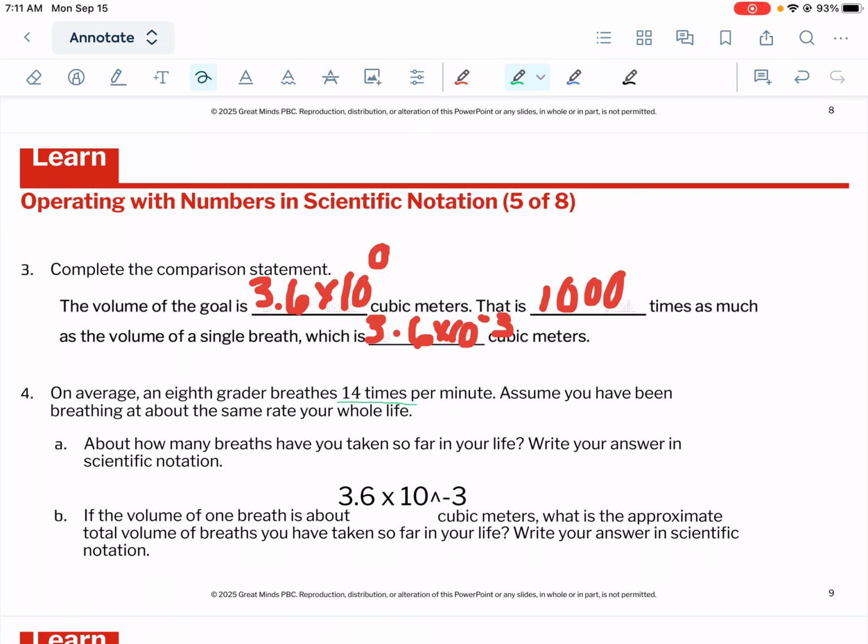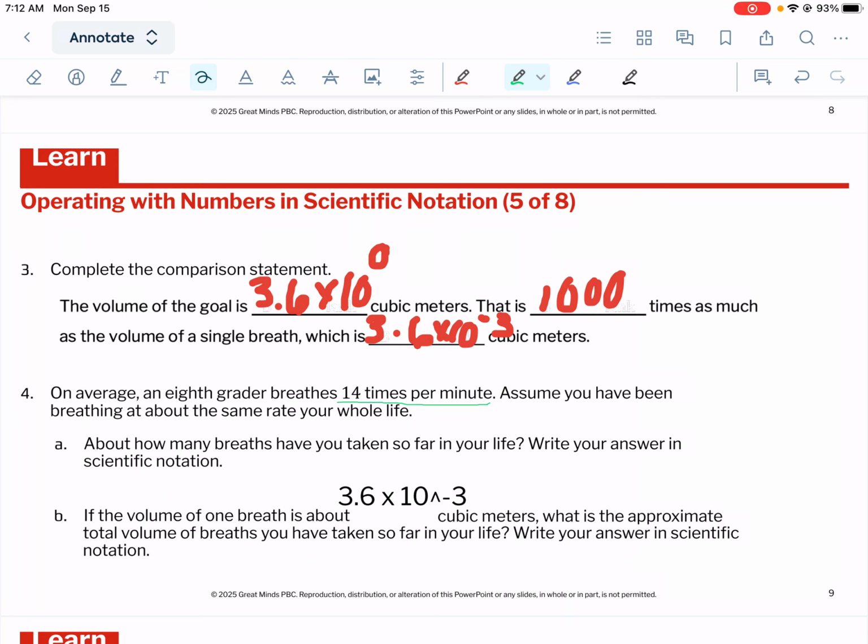Underline that. Assume you've been breathing at about the same rate your whole life. Number A. A is a hypothetical situation. About how many breaths have you taken so far in your life? Just take a guess and write your answer in scientific notation. Pause here to allow work time.